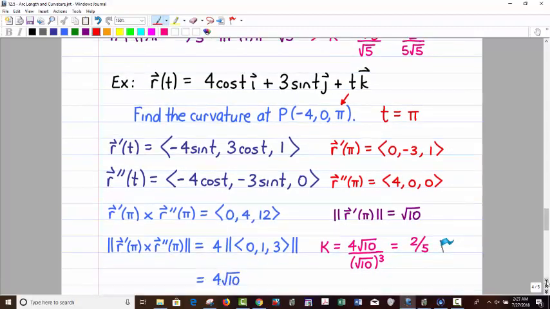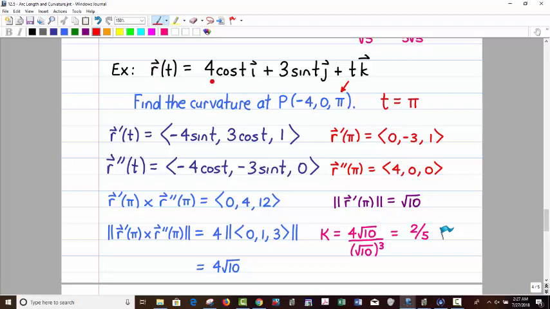So here's the next example. Our vector valued function is 4 cos t, 3 sin t, and t. And then we have a point, -4, 0, pi. So this is one where, given the point, you have to find the t. But this one's super simple since it has a t component right there, and that t component is pi. Then that means t would have to equal pi. So that one worked out pretty well. Let's take the derivative. The derivative of 4 cos t is -4 sine t. 3 sine would be 3 cos. The derivative of t would be 1. So r prime at pi would be 0, -3, 1.